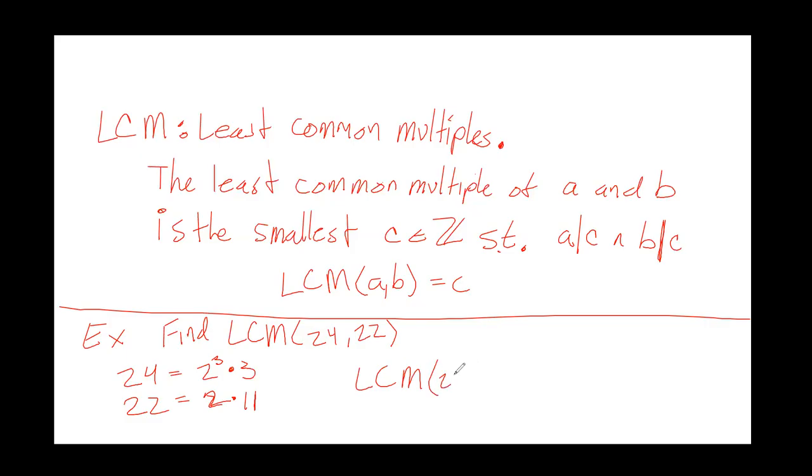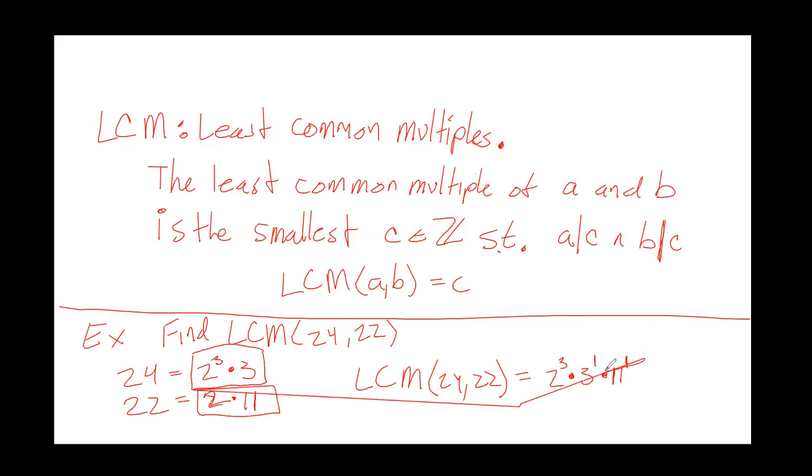right, of 24 and 22 will be equal to 2 to the 3 times 3 to the 1 times 11 to the 1. Note here, since we chose the maximum of the exponents, both this number and this number will divide our resulting product here. And we can construct this least common multiple by, again, picking the prime factorizations with the maximum exponent rather than the minimum with GCD.